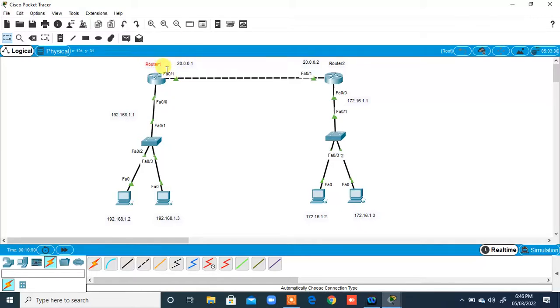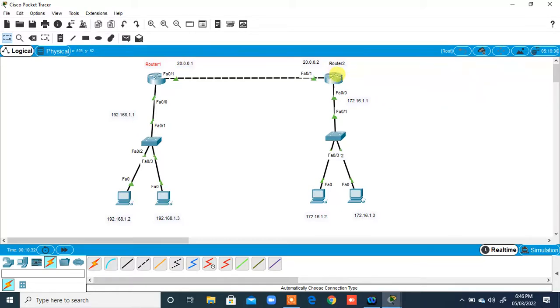So let's discuss it further. We are on router 1, and as you can see, this router has two interfaces, FA0/1 and FA0/0. On FA0/0 we have the network 192.168.1.0, and on FA0/1 we have 20.0.0.0. When we talk about the network, we take it as 20.0.0.0.